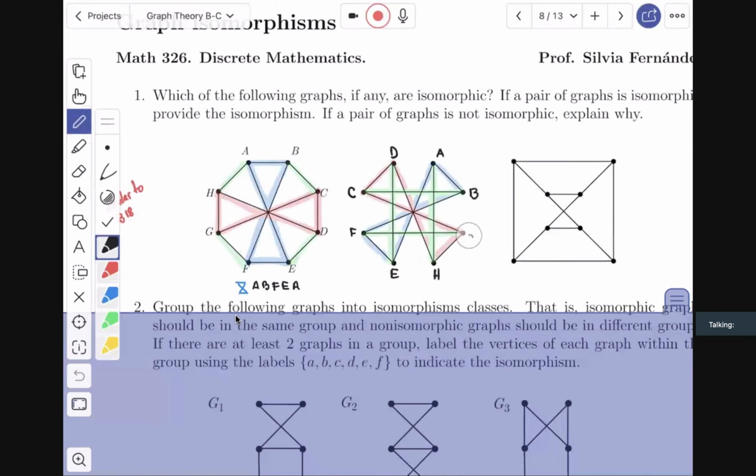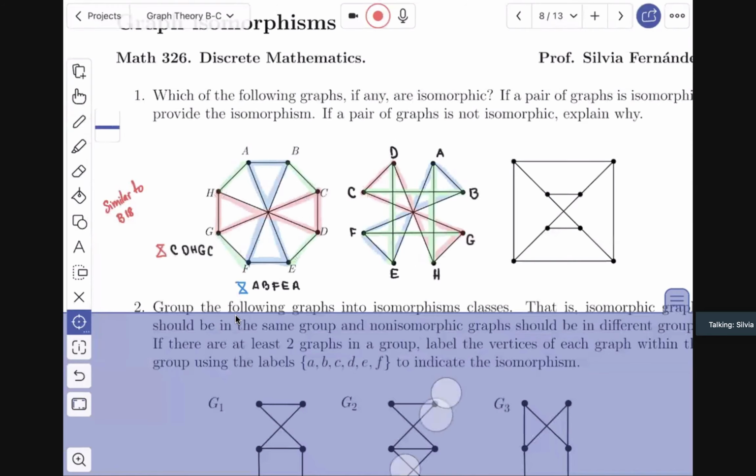So F to G. And then I can check, my red cycle here is C, D, H, G, and back to C. And then I can check if it's the same over here. C, D, H, G, C. That's my isomorphism.